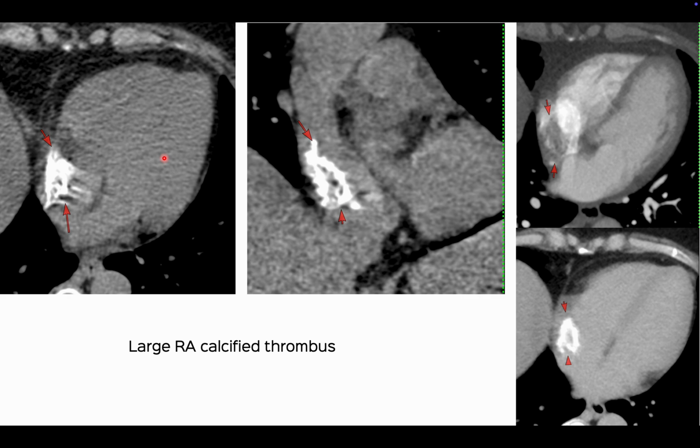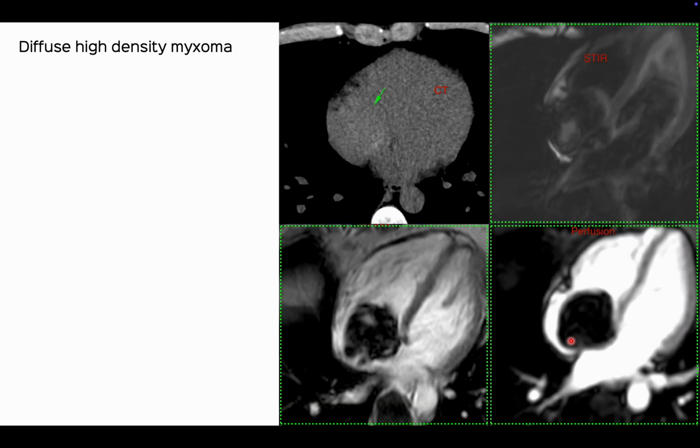Then we have the intraluminal causes. So here's a large right atrial calcified thrombus. This patient had carcinoma breast, and this was likely related to the tip of the chemoport. That's one of the common places where we see thrombi. And this was likely unrecognized and now is there in the right atrium. On the contrast study, we see it as a filling defect, but on the delayed images, it is seen very well. And then intraluminally, you have tumors.